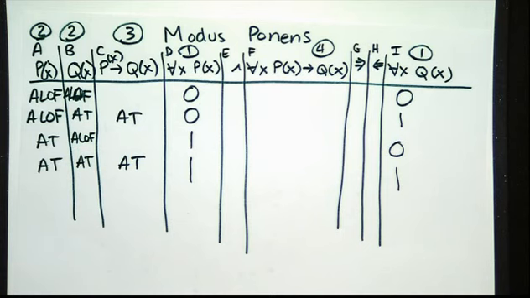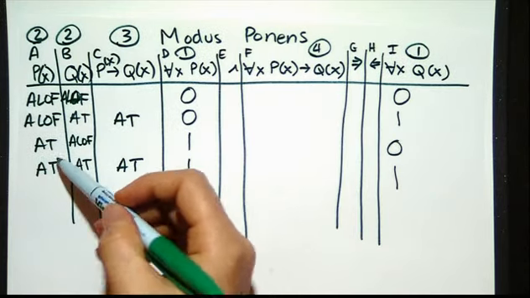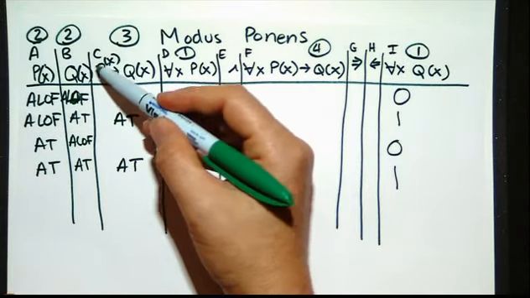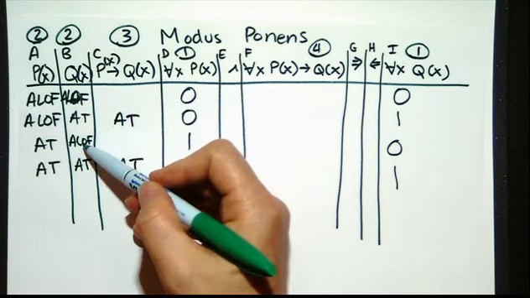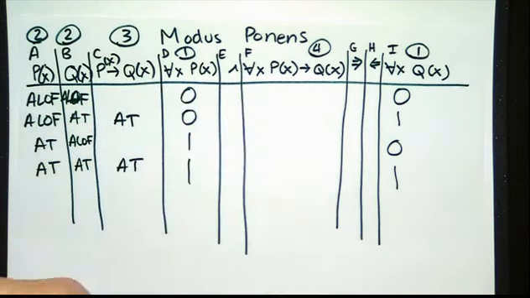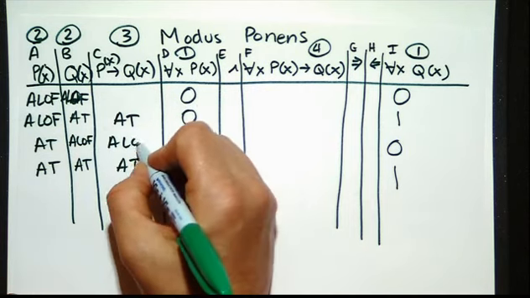How about row 3? All true implies at least one false. Well, if I think about all true, that means for P of X I can just put 1 there, right? And if I have at least one false for Q of X, that means at some case I'm going to put a 0, and 1 implies a 0 is false, right? So I get at least one false here.